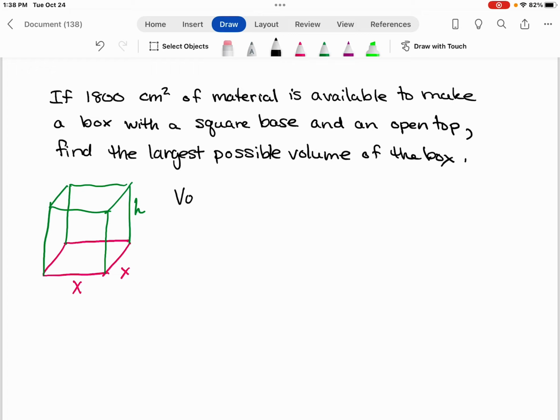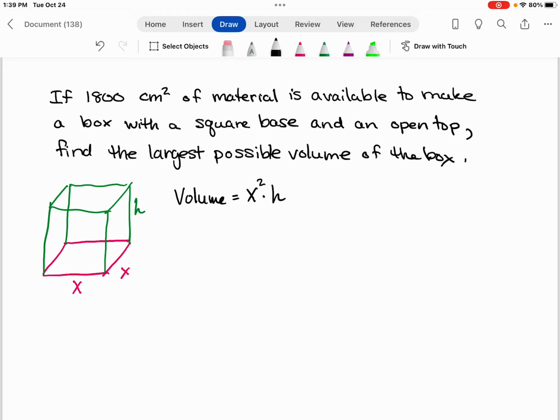So, the volume of a box is going to be the length times the width times the height. In this case, because we have a square base, the length and the width are going to be the same. So I have x times x, which is x squared, and then times the height. Now, when we take the derivative, we want all of the variables to be the same. So I'm going to use the information that they give us about the surface area to find h and plug it in so we have everything in terms of x.